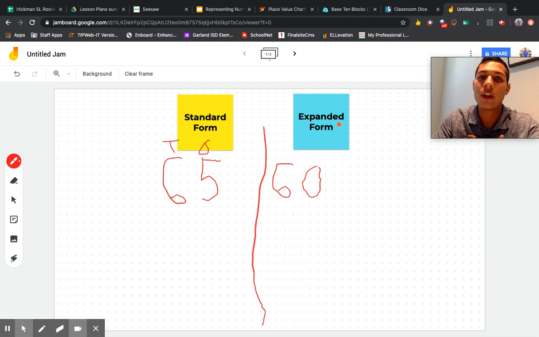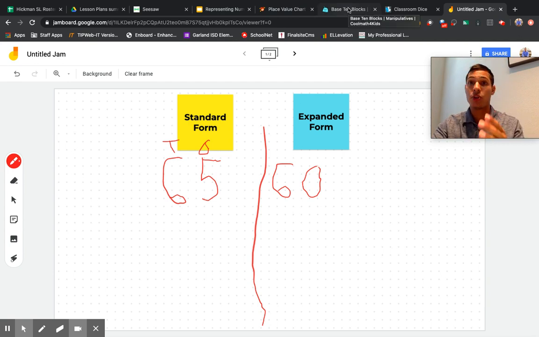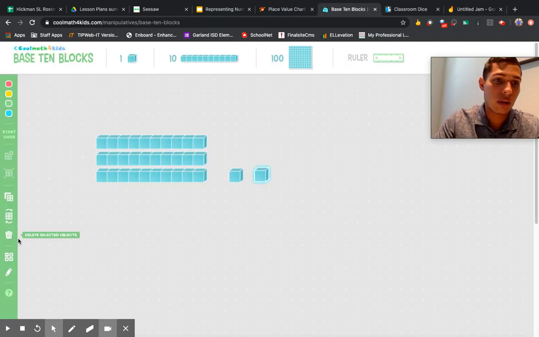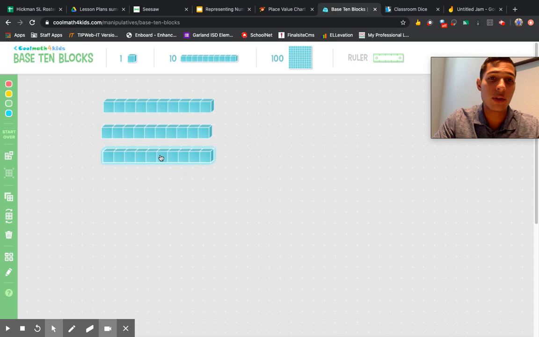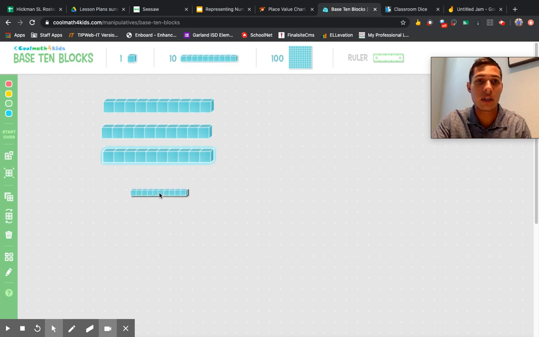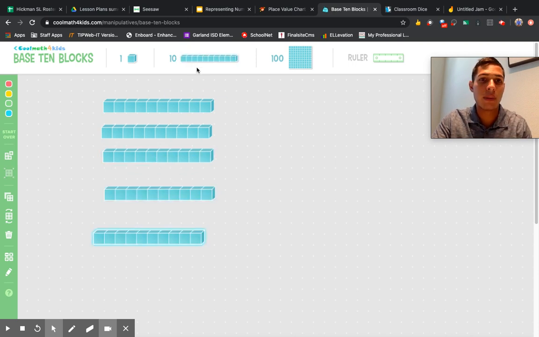And how did I know that? Let me show you guys. So I'm going to actually delete these. Delete these. Okay. We have some rods right here. These represent tens, right? So I'm going to grab 6 of them.